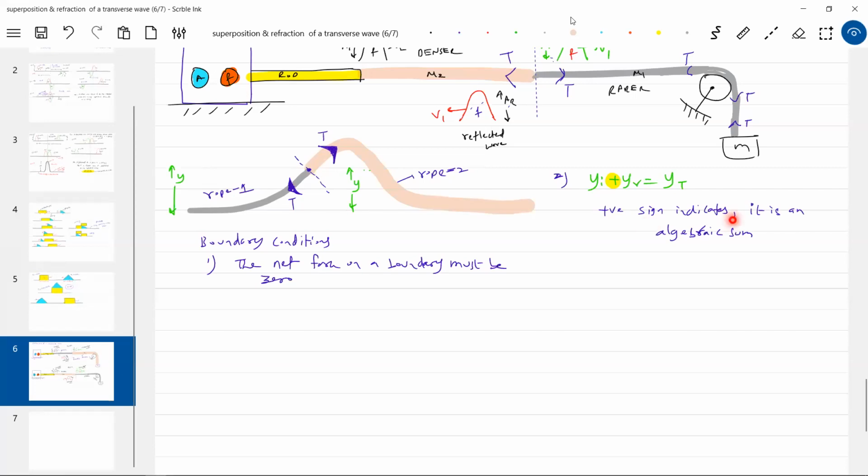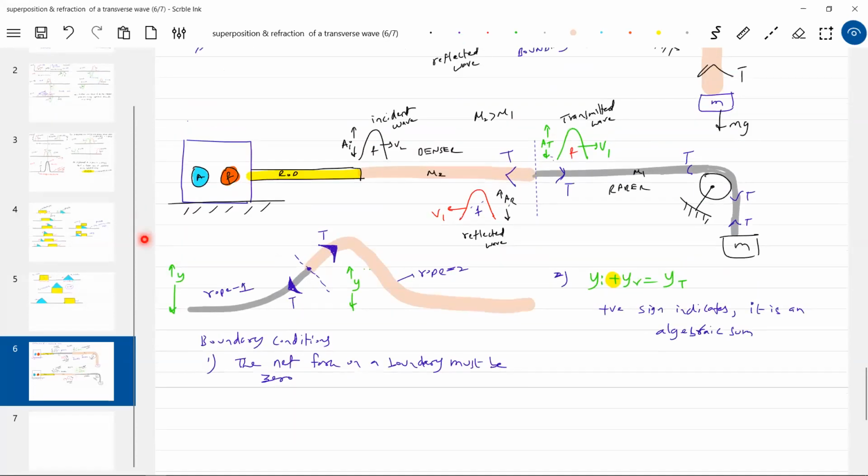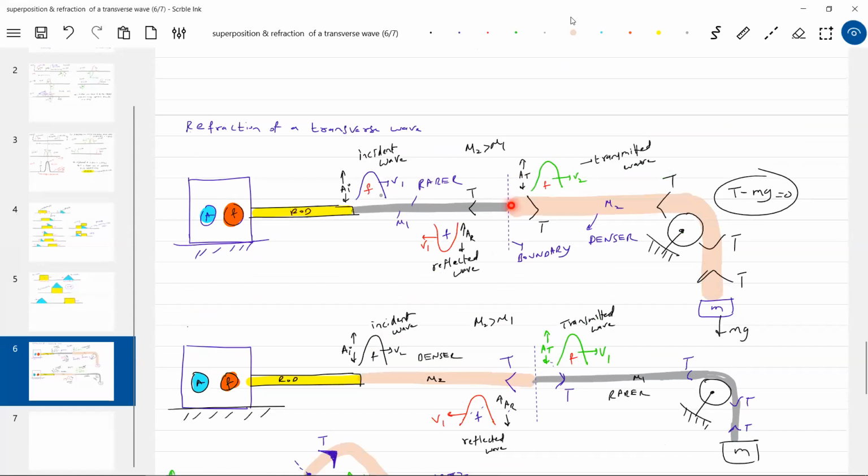The positive sign indicates it is an algebraic sum. Finite, not like additive. And then, no loss: practically, let's assume that there is no loss. So how much of the 10 joules per second is incident? Say some 6 joules got transmitted. The remaining 4 joules will be reflected.